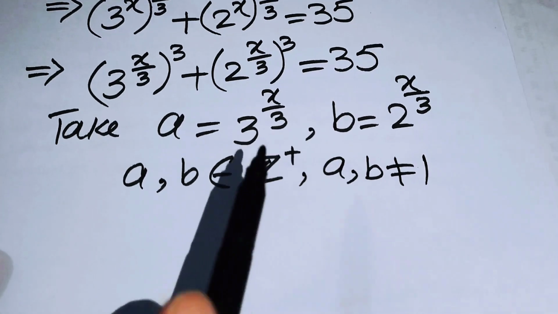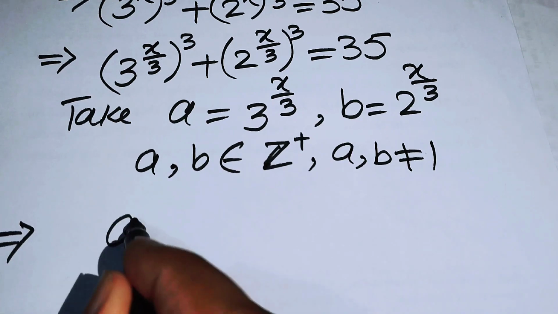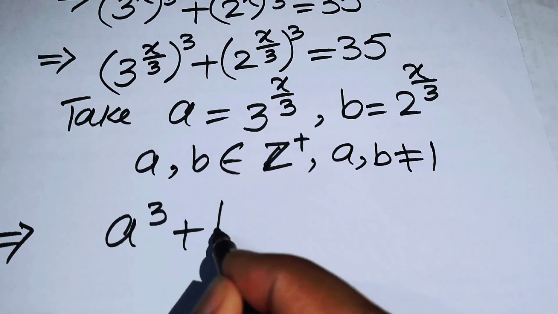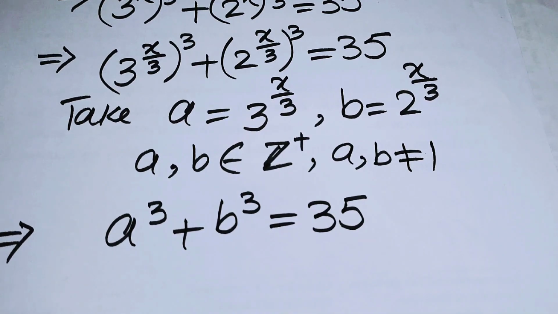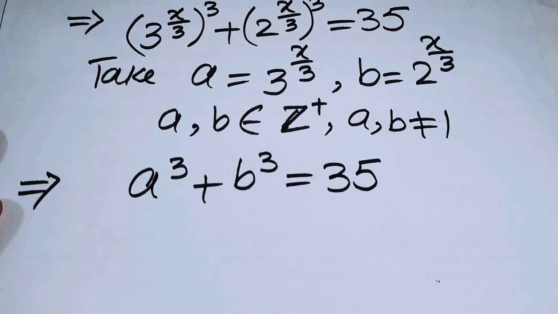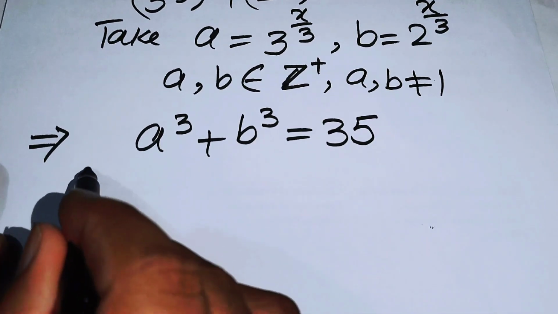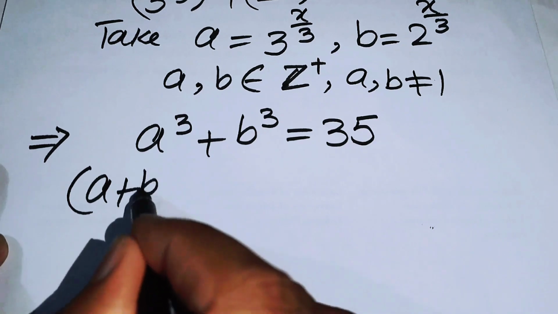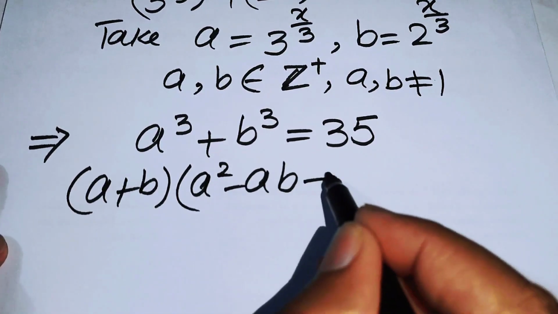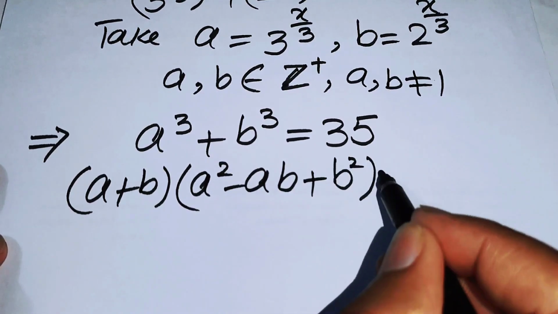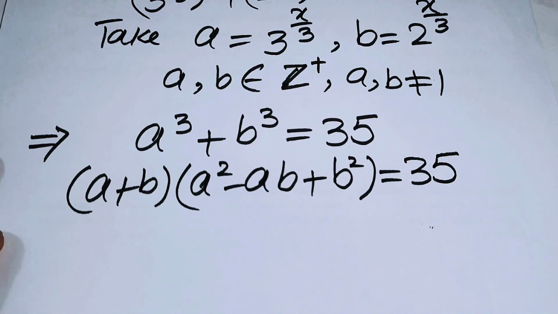Now we put the values of a and b in this equation, and this equation becomes a cubed plus b cubed is equal to 35. And now we will apply the nice cubic formula, and you know about this formula. a cube plus b cube is equal to (a plus b) times (a square minus ab plus b square), which is equal to 35.